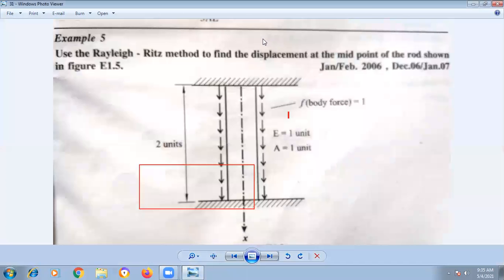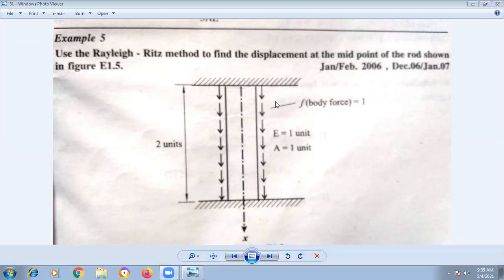Now the next problem is all about when a body force is given. What we are supposed to do when a body force is given. So use the Rayleigh Ritz method to find the displacement at the midpoint of the rod shown. Now see here, they have mentioned body force equal to 1. F is the body force equal to 1. That means that is the force acting over the entire volume.